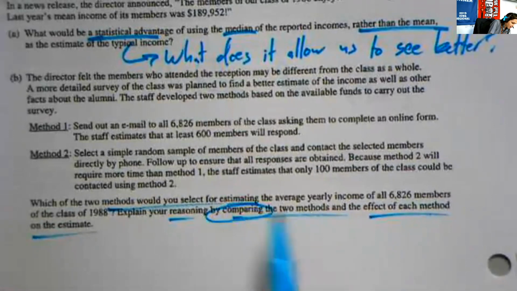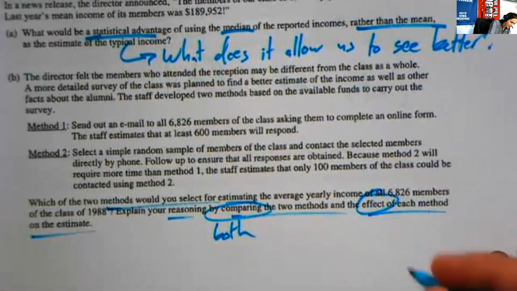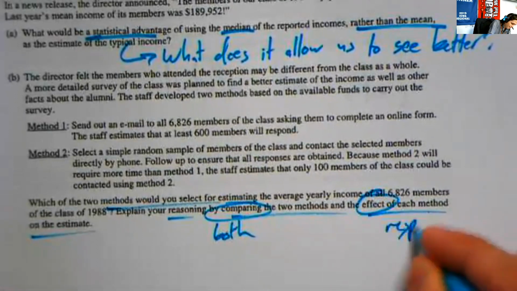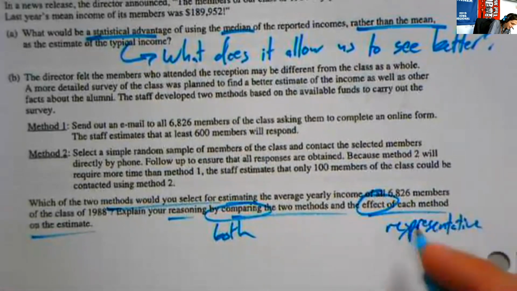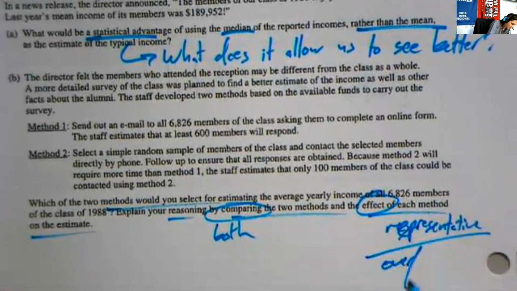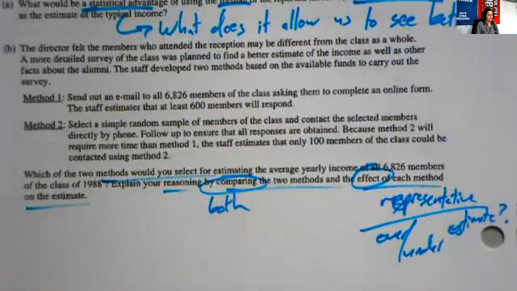So compare, we need to talk about both. The effect on each estimate, is it going to be representative? I know I got an extra S in there, representative. Is it going to over or underestimate? Talk about what it's going to do. So make sure you talk in enough detail. That's an interesting problem, and there are some problems with those methods in part B, and you need to speak to them. So make sure you look at the key.